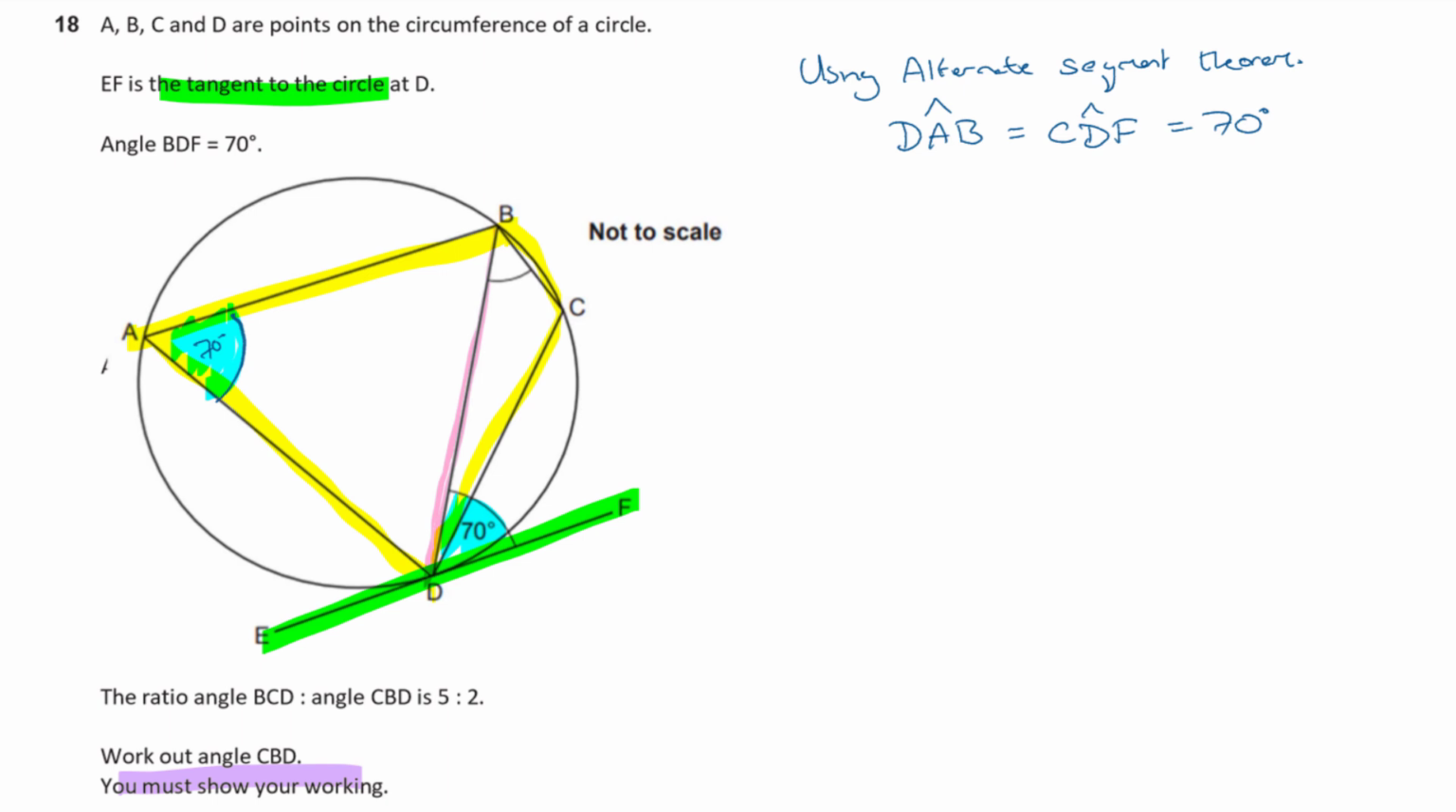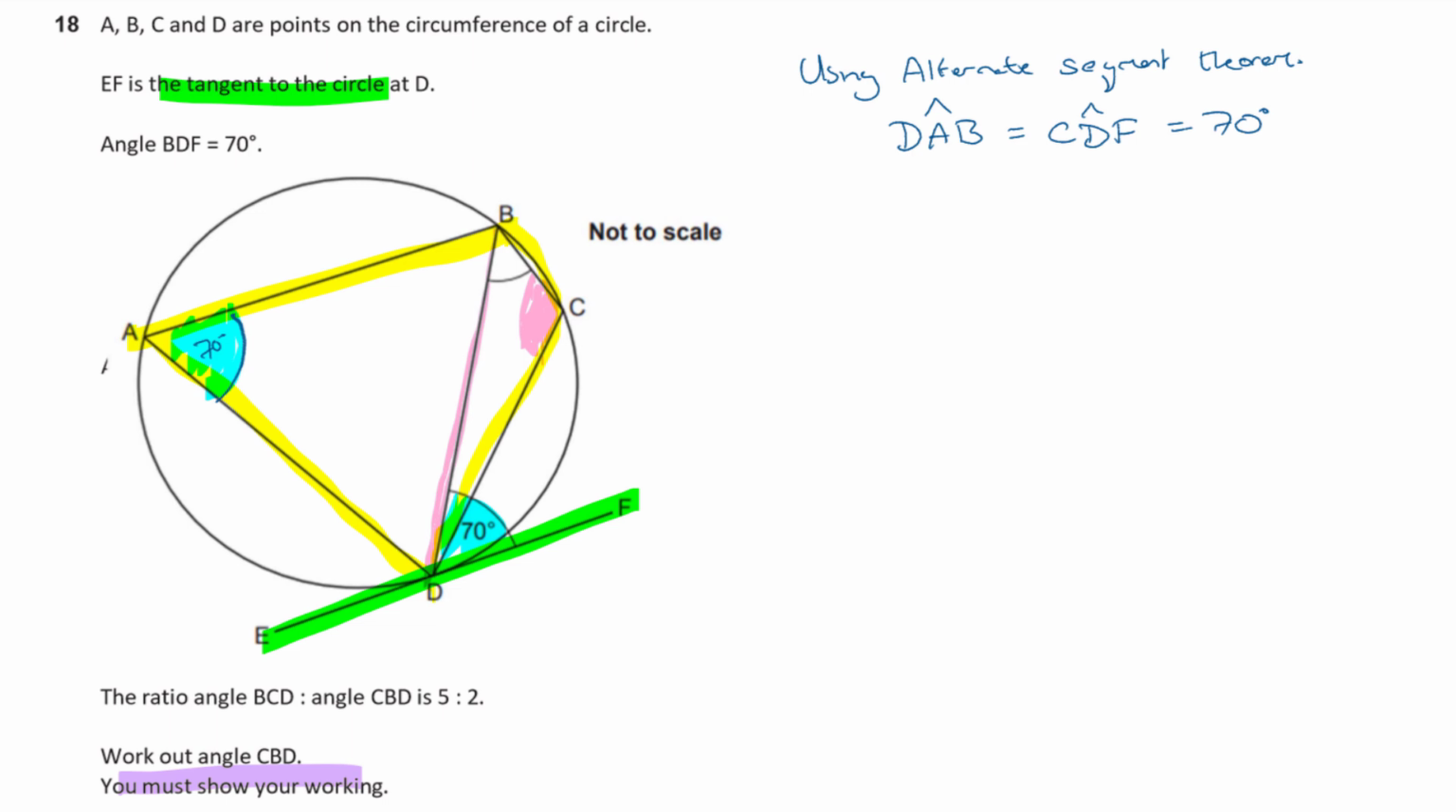Now the next thing we're going to be doing, we've got a ratio that we need to use between BCD and CBD. So BCD, where's that? That's this angle over here. Running out of colours. I might go for pink again. So this angle over here, what's that angle there? We need to know that one, because once we know that, then we can use it to find CBD. Where's CBD?